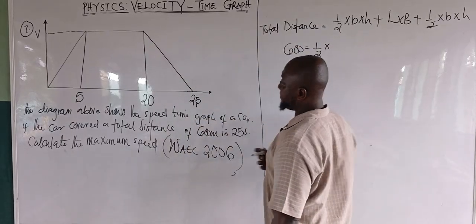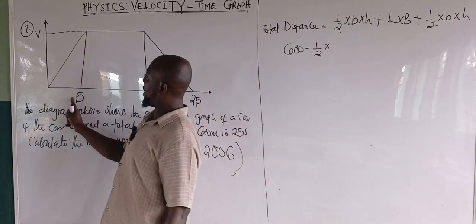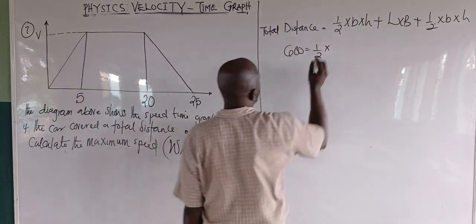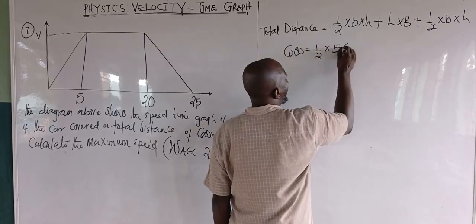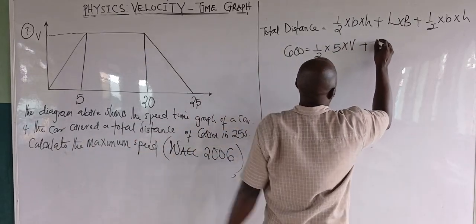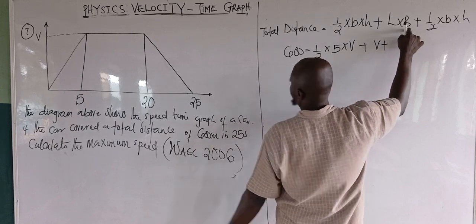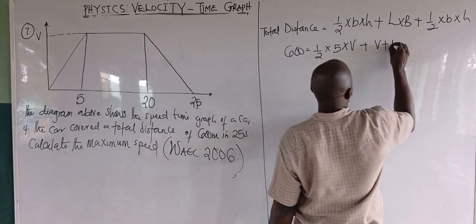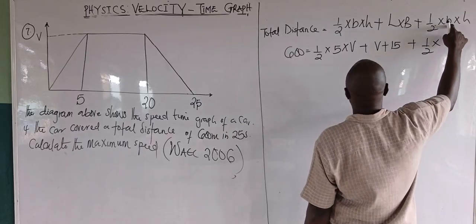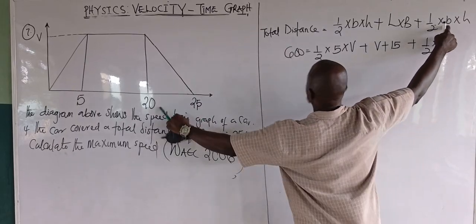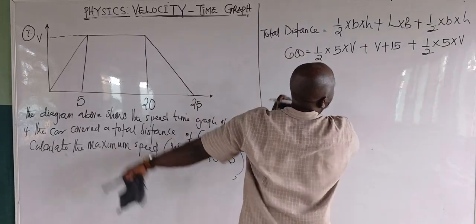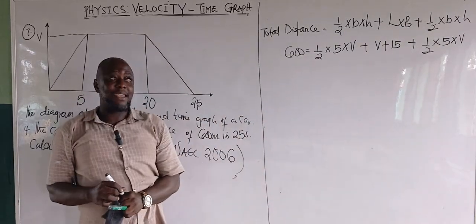So what's my base here? My base for the first one is 5. Remember, we don't have V, so we're using that as V. The height now is V. Please don't forget that. Length, that's the height. Length there is V plus the breadth. This and this will give us 15. Plus 1/2. This minus this will give me 5 times the height, which is V. They are all sharing the same height.